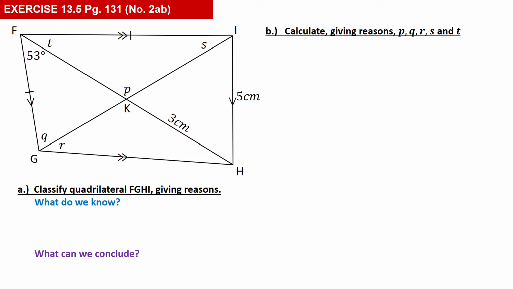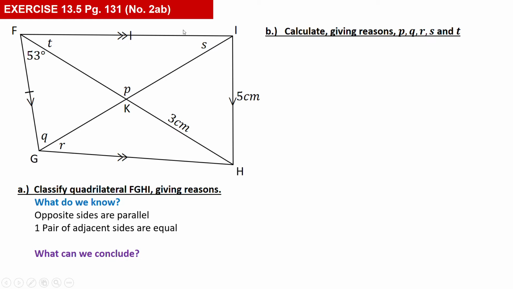Okay, so what do we know according to what they've given us in the diagram? We know that the opposite sides are parallel, because of those arrows. And then we also know that there's one pair of adjacent sides that are equal. Adjacent meaning next to. So these two sides, FI and FG, those two lines are equal to each other.